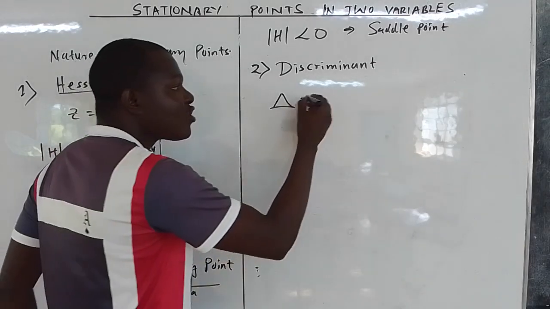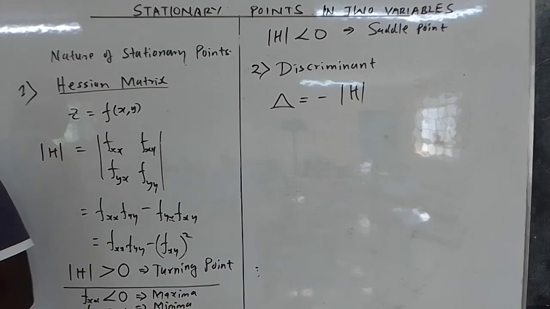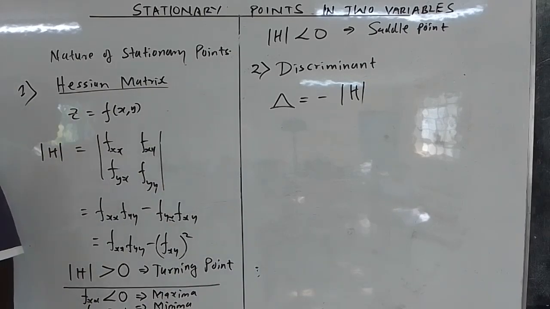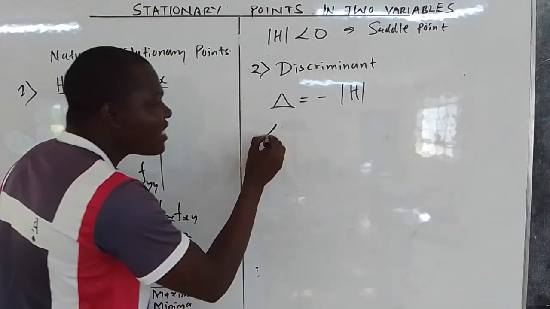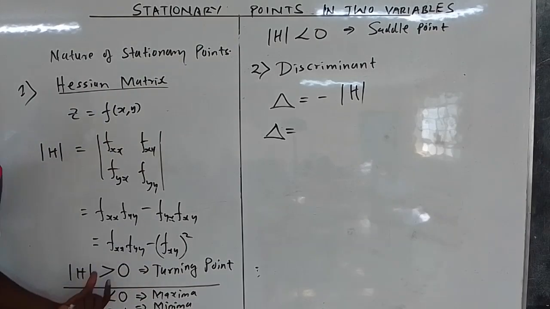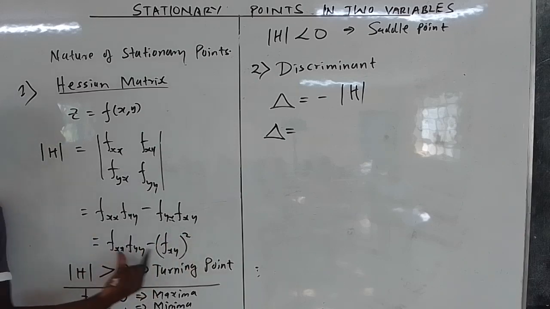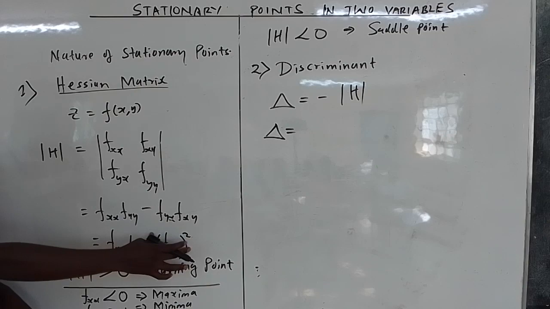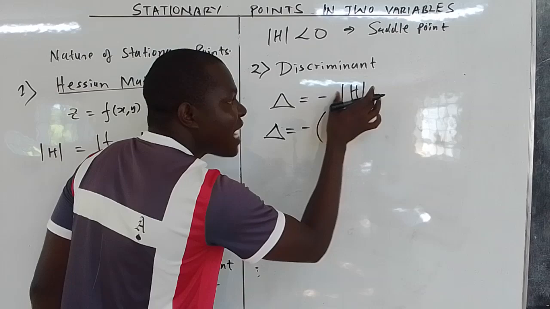So the discriminant is always equal to the negative of the determinant of the Hessian matrix. Are you seeing the two different things? The discriminant is the negative of the determinant of the Hessian matrix. That means the discriminant is going to be what, if the Hessian determinant was f of xx, f of yy minus f of xy squared? Meaning the discriminant is going to be the negative of this. The discriminant is the negative of the determinant of the Hessian matrix.